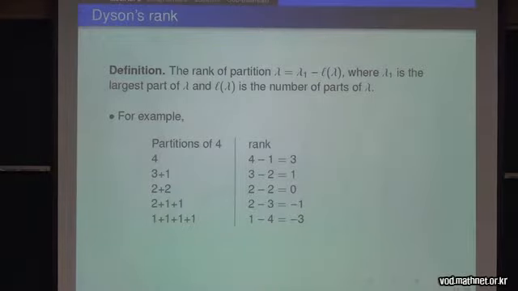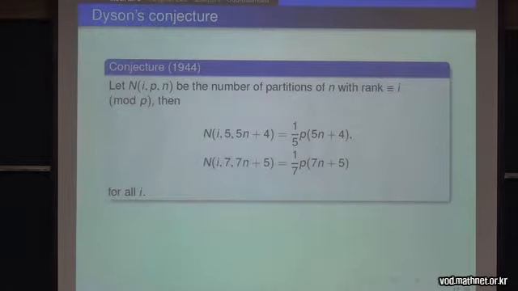The rank of the partition 3+1 is 1, because the largest number is 3 and we have 2 parts. The rank of 2+2 is 0, because the largest number is 2 and the number of parts is also 2. Similarly, we can calculate the rank for the other partitions. What Dyson noticed is that when we look at the rank modulo 5, each residue class mod 5 appears only one time. So Dyson calculated other partitions, and then he conjectured that it holds in general.